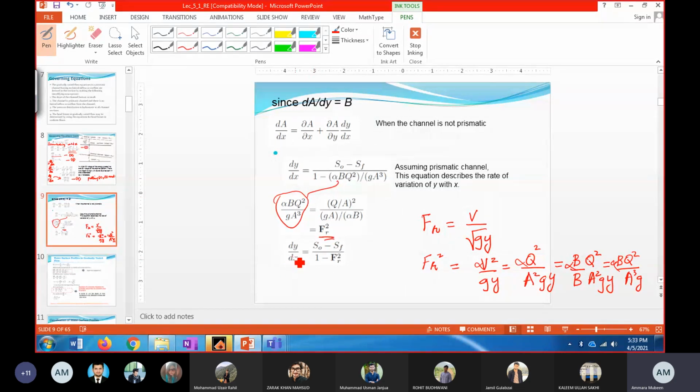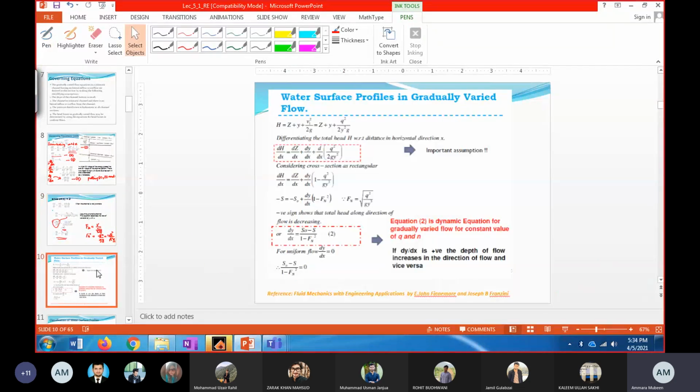Okay, and the final governing equation we get is this: dy by dx is equal to S naught minus Sf over 1 minus Fr square. So this is a very simple equation. Through this equation, you'll be sketching the water surface profile in gradually varied flow. Okay. So there is another method through which you can get this governing equation. Let's check that method also.